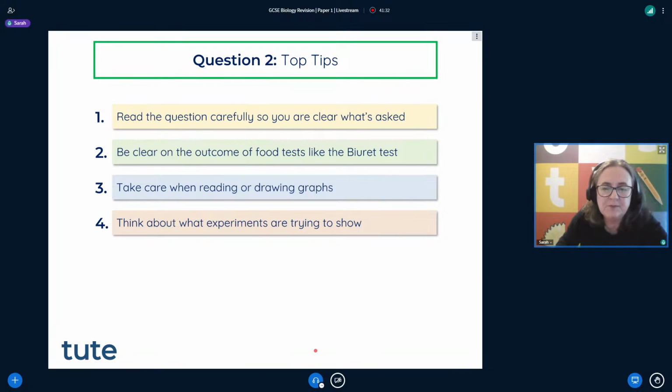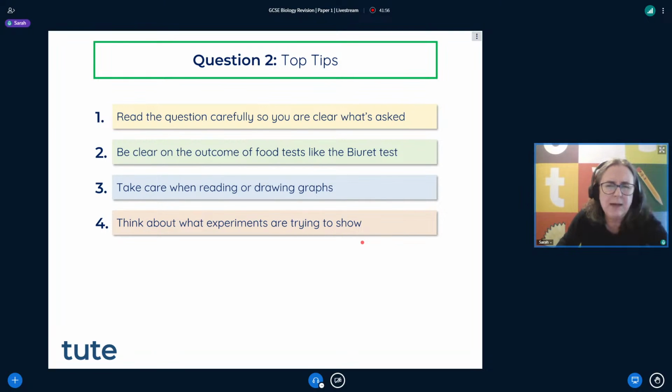Okay, so top tips for that question: read the question carefully so you are clear what's been asked. Be clear on the outcome of food tests like the Biuret test. Take care when reading or drawing graphs. They're actually easy marks to get, but you have to take good care so that you make sure you read those graphs right or draw them right, etc. And think about what experiments are trying to show.